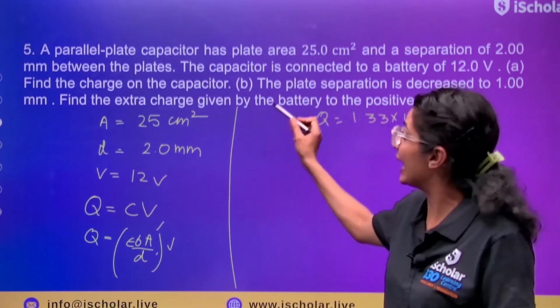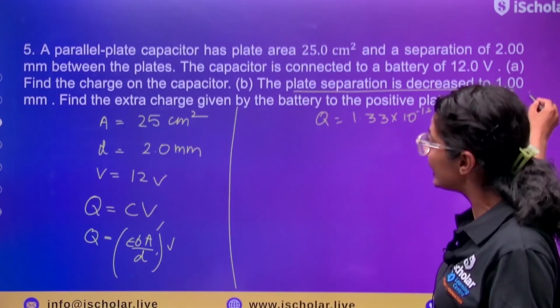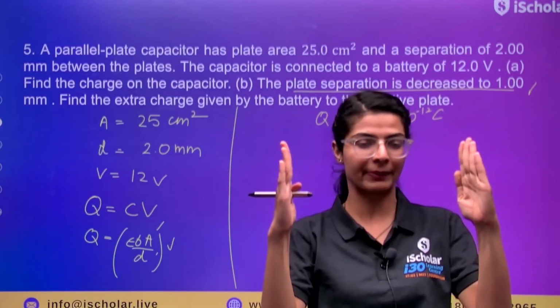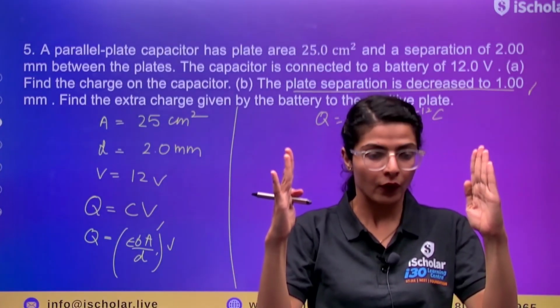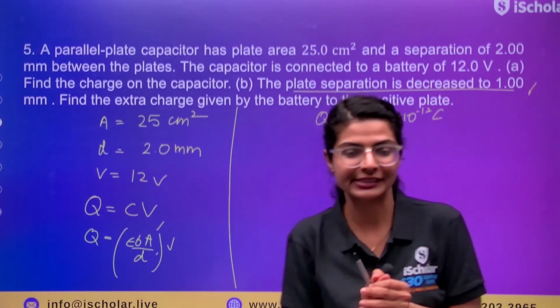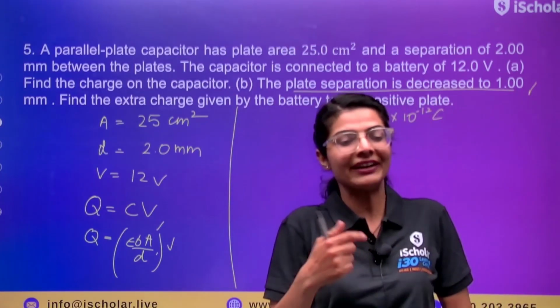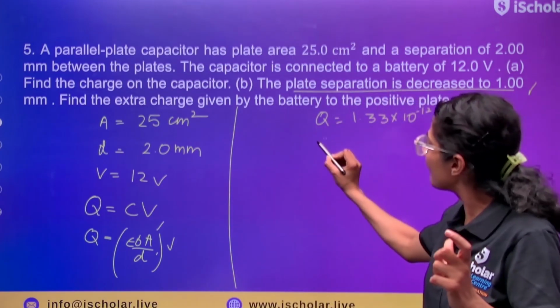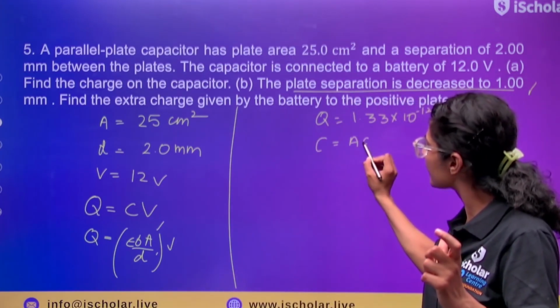Next part says that the plate separation is decreased to 1 mm. If the plates were initially this much separated, now we have decreased them to half of that. Okay, students, tell me what effect will it create? See, we know that the capacitance is given as A epsilon naught by D.